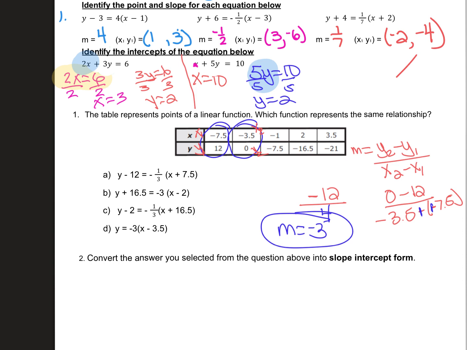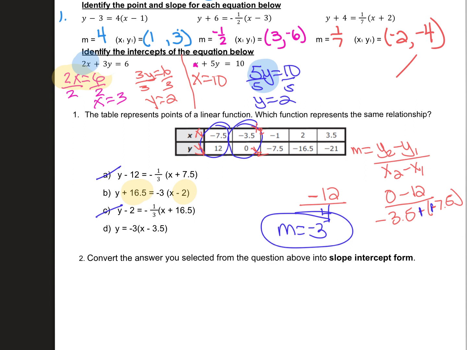So looking at my answer choices, I already know that A is not going to be it because the slope is wrong, and C is not going to be it, also because the slope is wrong. Now, I'll look at my equations again, and I'll say, okay, if it's in point slope, well then I know that there's 2 points. I have a point here and a point here.